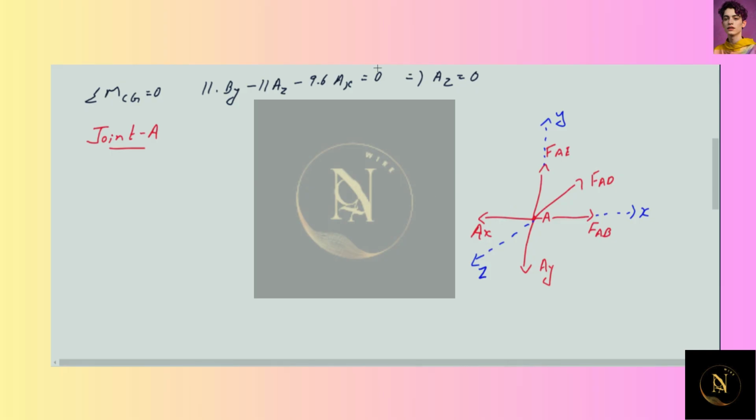So here summation along y equal to 0 gives you FAE plus AY equal to 0. From here we already know the value of AY. Substitute the value of AY in this equation gives you FAE. FAE will be 252 lb, and you can see in the figure FAE is going outward, so that creates tension. Let's denote it by the letter T. Now let's move to the next joint.